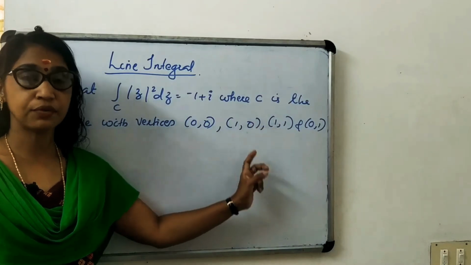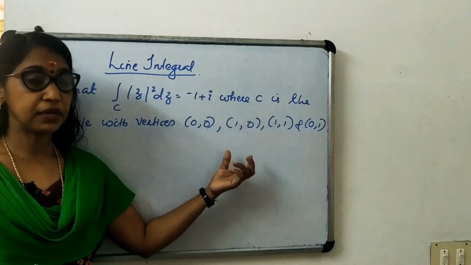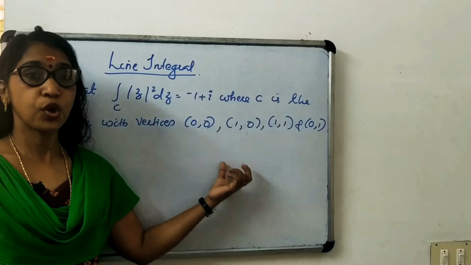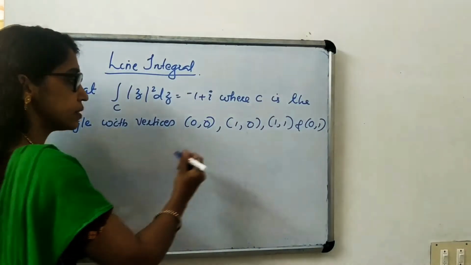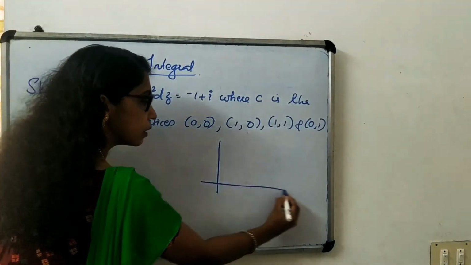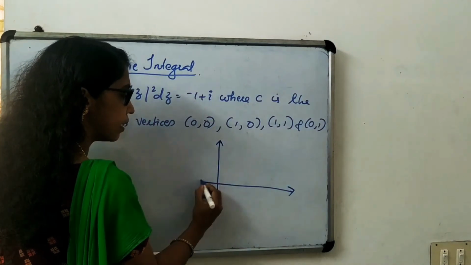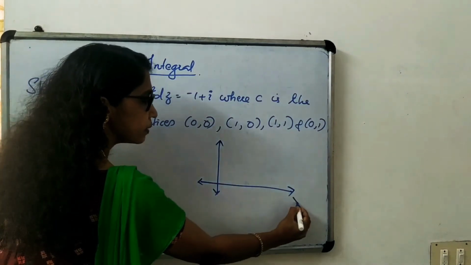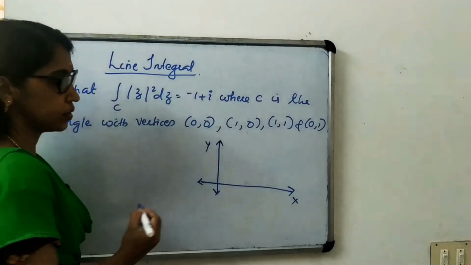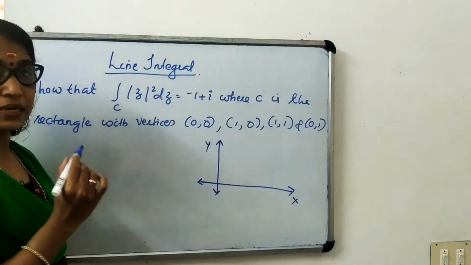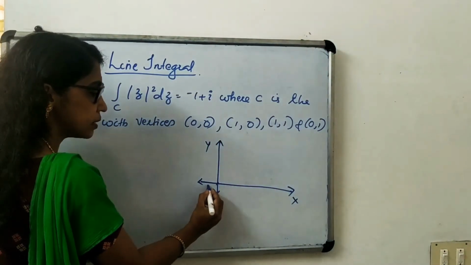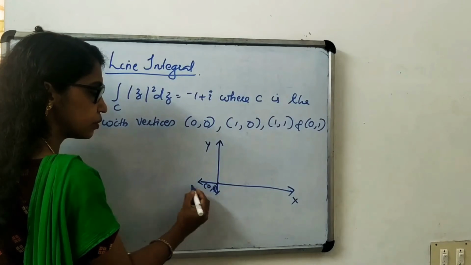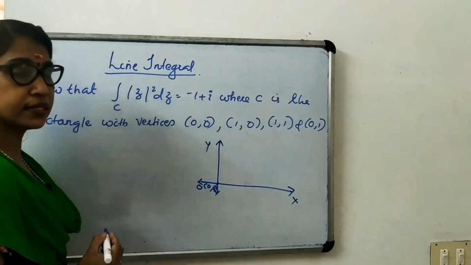So first we have to draw the figure. Okay, let us draw the figure. This is the x-axis and this is the y-axis. So this is a rectangle. C is a rectangle with these vertices. Let O be the point 0, 0.